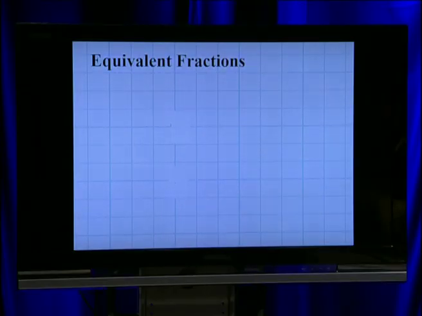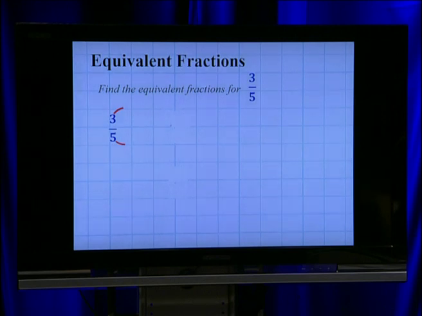Okay, now let us try finding one more equivalent fraction. Here's the question. Find the equivalent fraction for 3/5. So for that, we take 3/5. Now what do we do? We take the numerator and the denominator and multiply it with the same number. 3 times 2 is 6. 5 times 2 is 10. So we get 6/10, right?